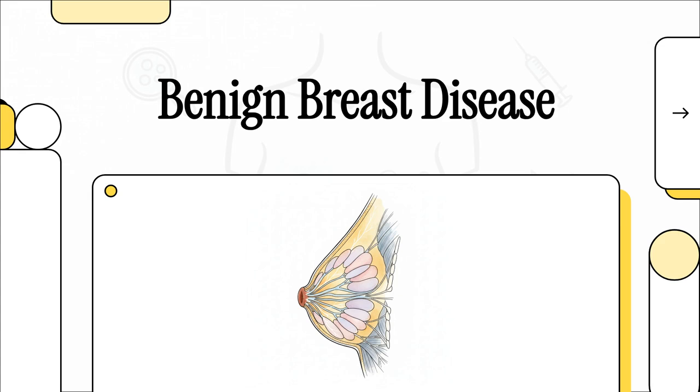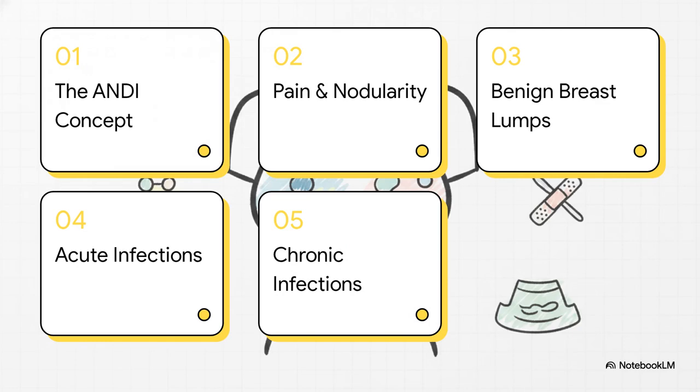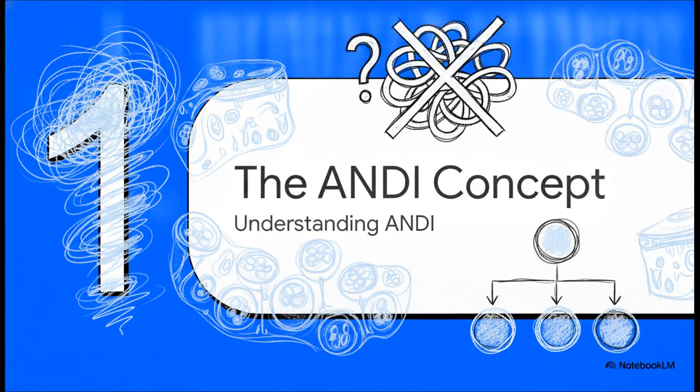We've got a lot of dense, high-yield pathophysiology to cover today, so let's jump right in. Here is a quick roadmap of our clinical framework for today. We'll be covering understanding the ANDI concept, evaluating pain and nodularity, common benign breast lumps, acute breast infections, and finally, chronic and specific infections. All right, let's start with Section 1, understanding the ANDI concept.